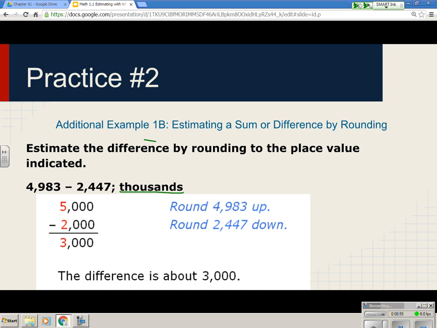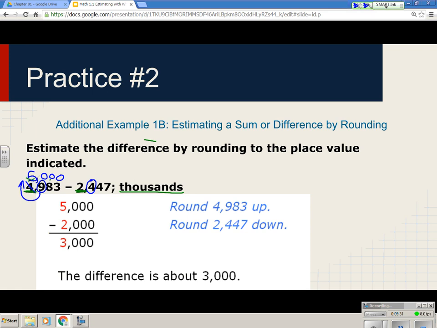In the first number, 4,983, 3 is the ones, 8 is the tens, 9 is the hundreds, 4 is the thousands. So that's the number that we're going to be determining if it goes up or down. And in 2,447, 2 is the thousands place value. So again, we want to look to the right, and the number to the right is a 9, and the number here is a 4. Now a 9 is higher than 5, so that's going to make this number go up. So 4 becomes a 5, and everything after it becomes a 0.